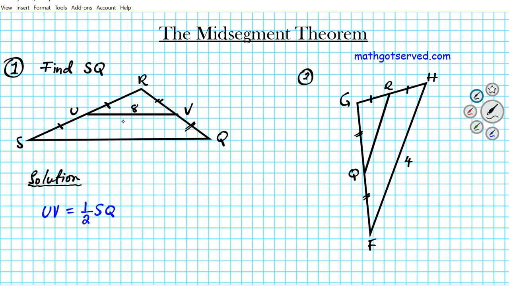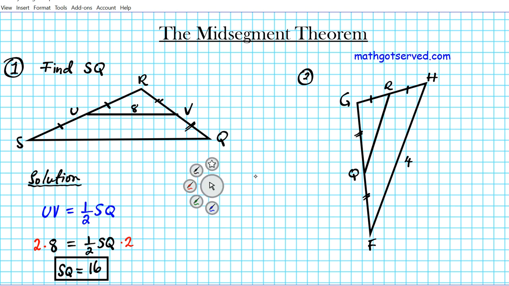Now we're going to substitute what we know. We know that UV is 8 units long, and we're going to use this equation to find the value of SQ. Let's solve this algebraic equation for SQ. To accomplish that, we need to get rid of 1/2, so just multiply both sides by 2, and you're going to get your final answer. Segment SQ is 16 units long, which makes sense, right? Because the midsegment is half as long as the third side, so you should expect this to be double that. So SQ is 16 units long.